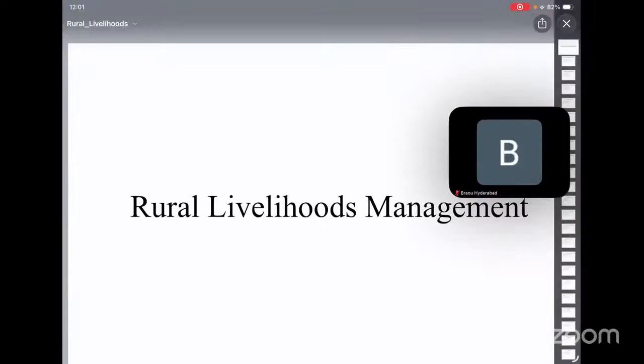Which is the Unit 1 meaning of livelihoods, Unit 2 true livelihoods, Unit 3 livelihoods landscapes. And in the next class, let's look into Block 2.